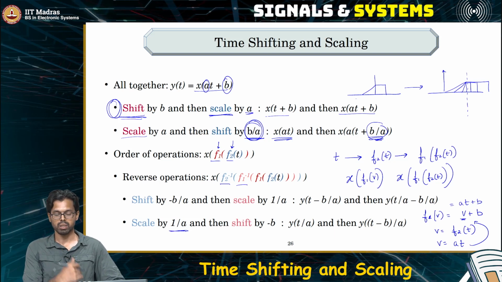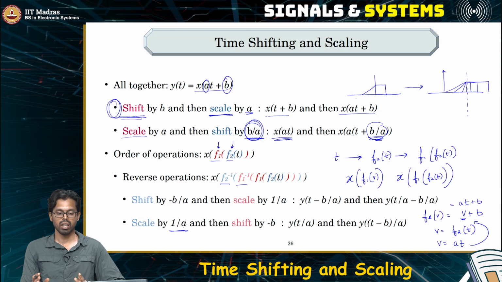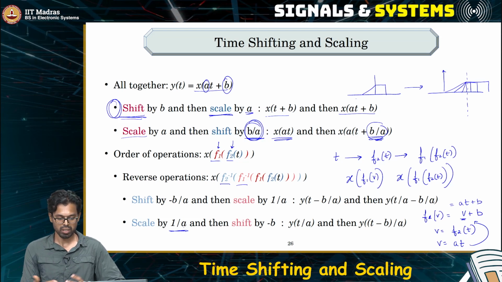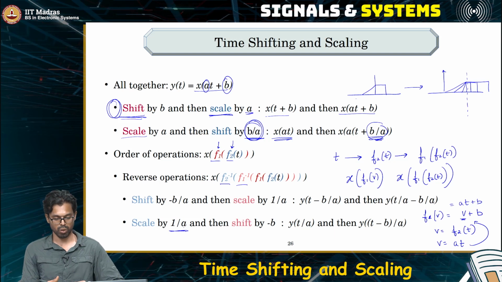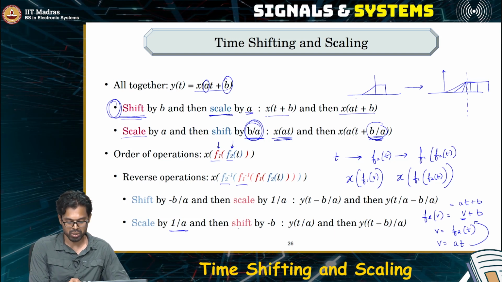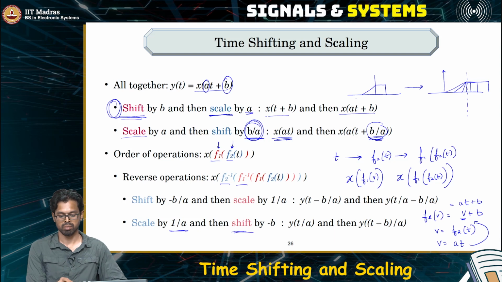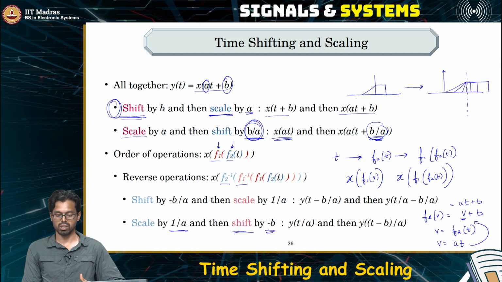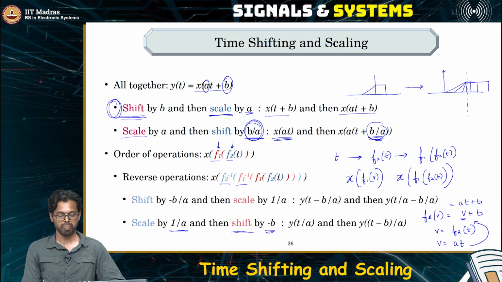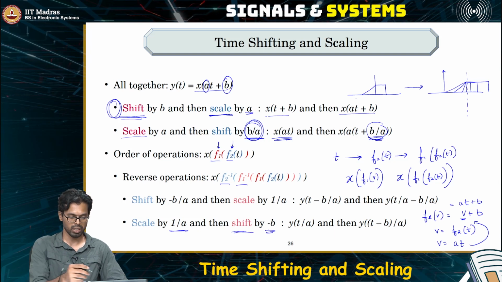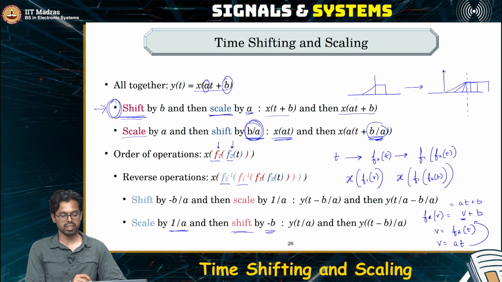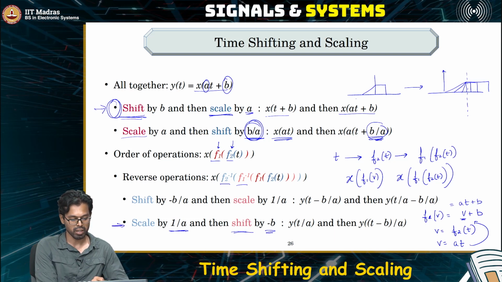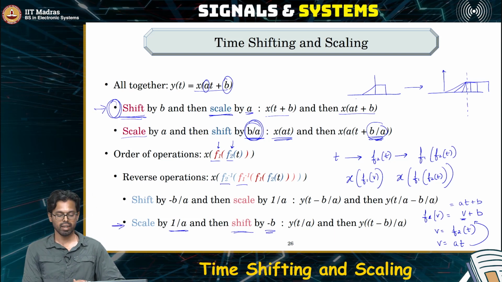Scale, you multiply with 1 by a, which means if the signal was initially compressed, now you expand it. If the signal was initially expanded, now you compress it. Okay. And then you shift it by whatever was the amount that was required, which is minus b. Okay. So this is the reverse operation. So this first shift and then scale could be reversed by first scale and then shift.